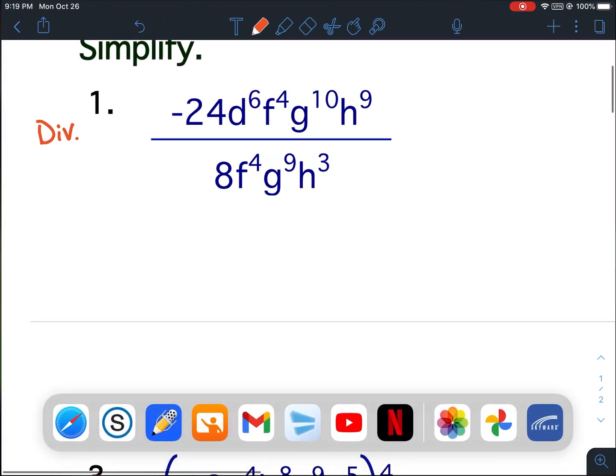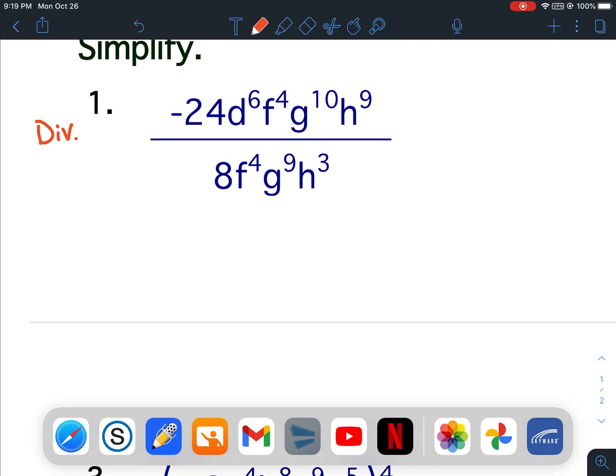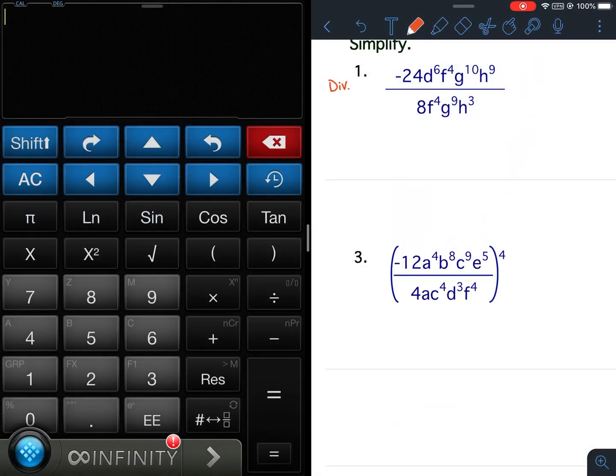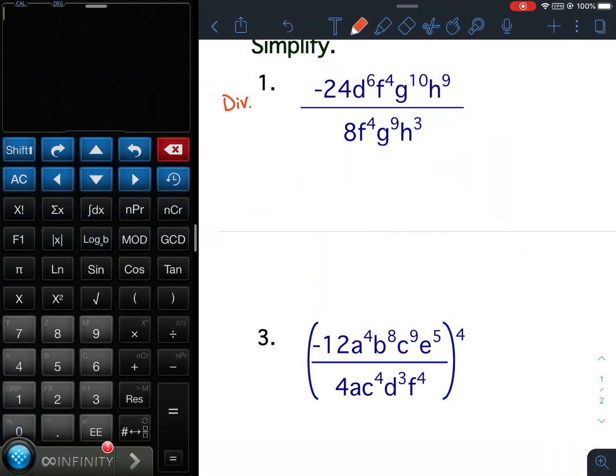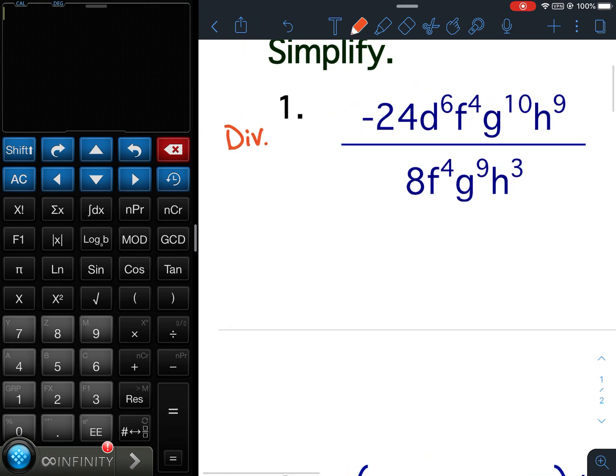Okay, so I'm going to start, pull up my calculator here. I'm going to start by putting the coefficients in my calculator. So negative 24 over 8. I got negative 3, so I cross out the 8, and I cross out the negative 24, and because it gave me an integer, that goes in the numerator.